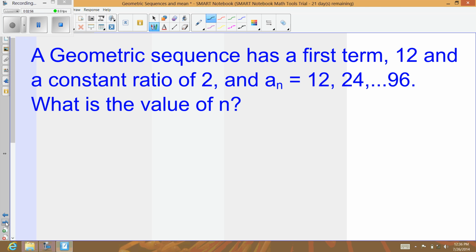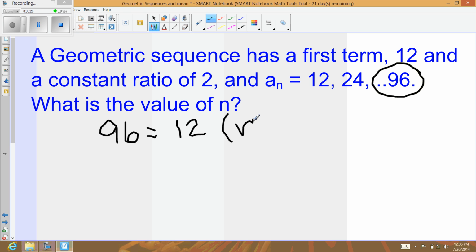Now here we go. We have a geometric sequence with the first term 12 and a constant ratio 2. And a to the n equals 12, 24, all the way to 96. What is the value of n? Yikes. All right, let's set this up. Using that formula, you have the last term, which is 96. That's usually your a to the n power, but we're going to just call it 96. All right, we set it equal to the first term, which is 12. All right, your common ratio we said was 2. We don't know the nth term, that's what we're looking for, and it's always n minus 1.